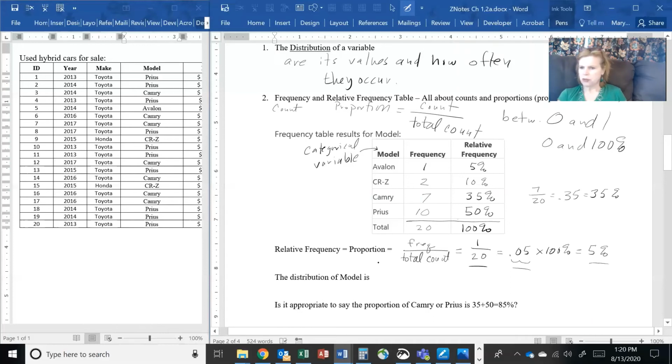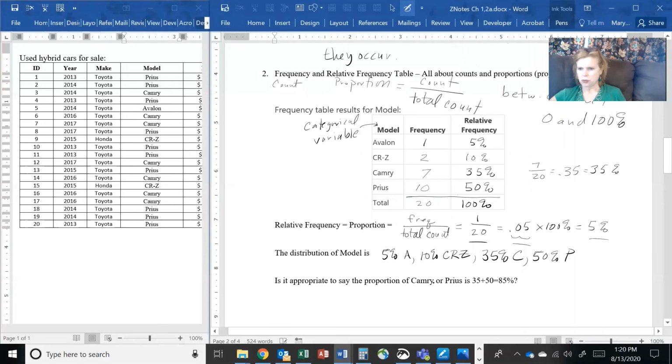So the distribution of model, I can either say is 1 Avalon, 2 CRZs, 7 Camrys, and 10 Priuses, or I could say 5% Avalons, 10% CRZs, 35% Camry, and 50% Prius. So there's a lot of Priuses there. And that would be the distribution of model.